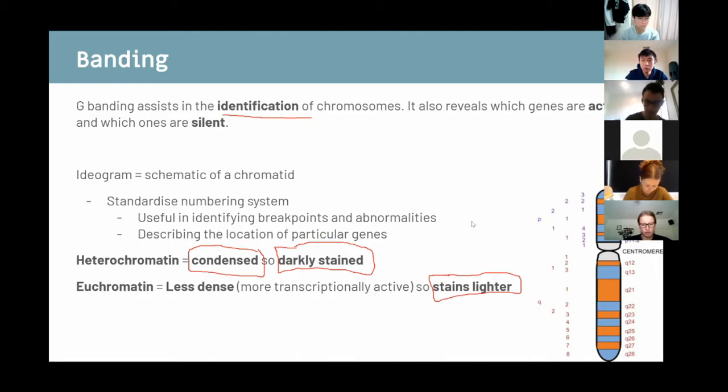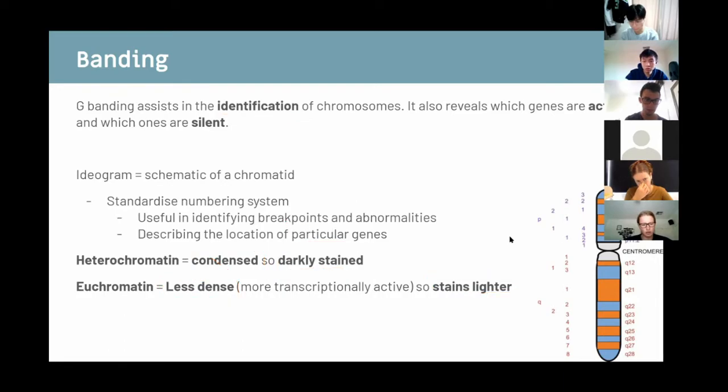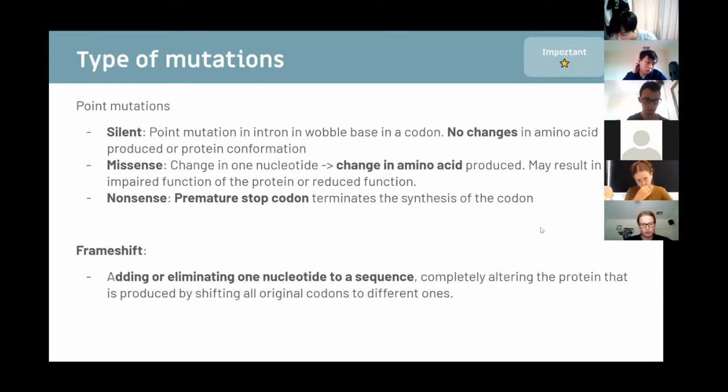The reason why it's helpful to have all these numbers and names for each of these segments is that it's useful in identifying abnormalities and breakpoints, as well as describing the location of particular genes. Next slide, please. These are the types of mutations that exist.